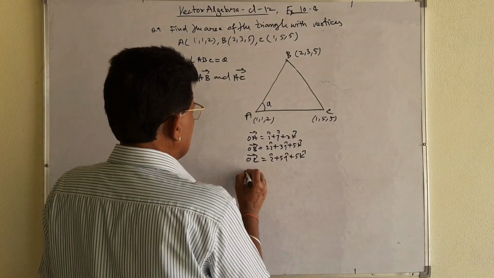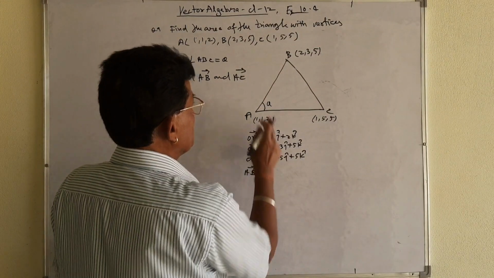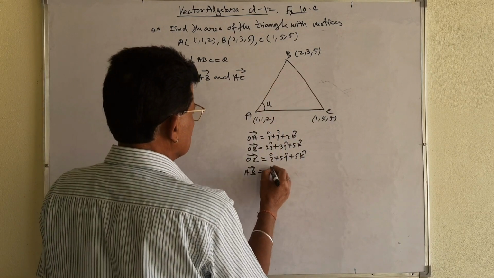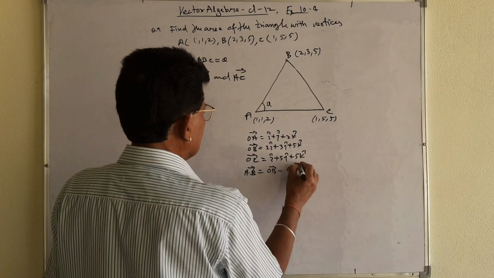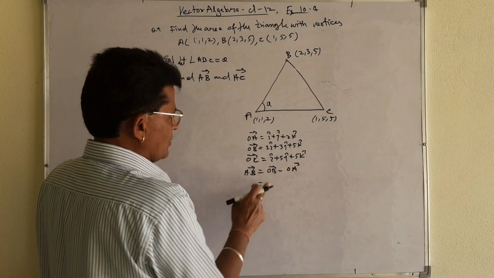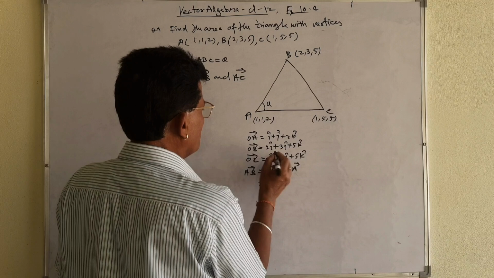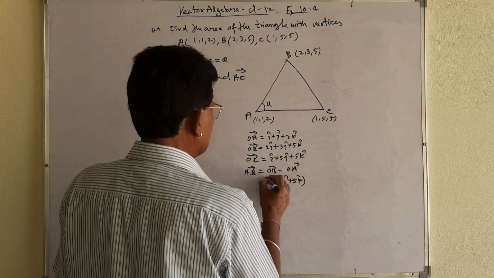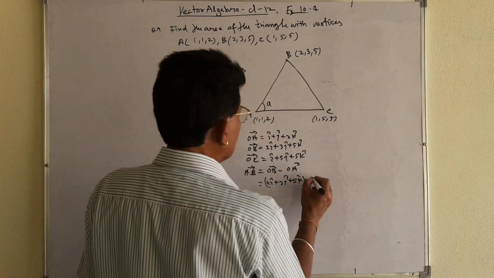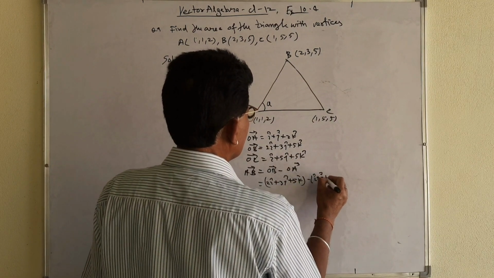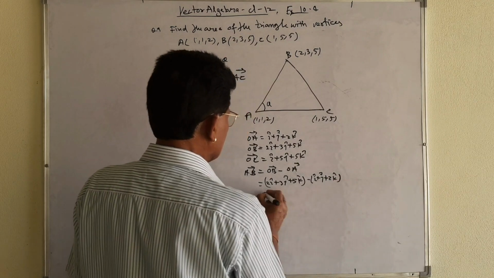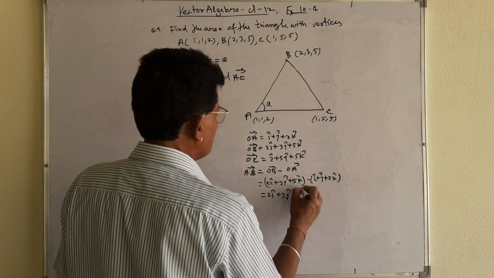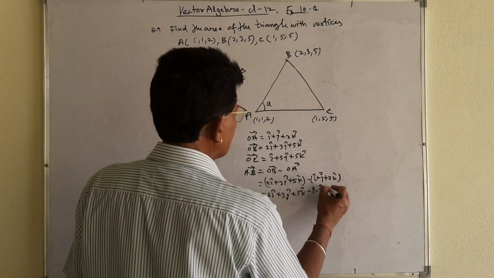Let me find AB first, because AB will be required. Vector AB means, as I told you, position vector of B minus position vector of A. The position vector OB is 2I plus 3J plus 5K, minus the position vector of A, which is I plus J plus 2K. A little calculation is required: 2I plus 3J plus 5K, minus I, minus J and minus 2K.